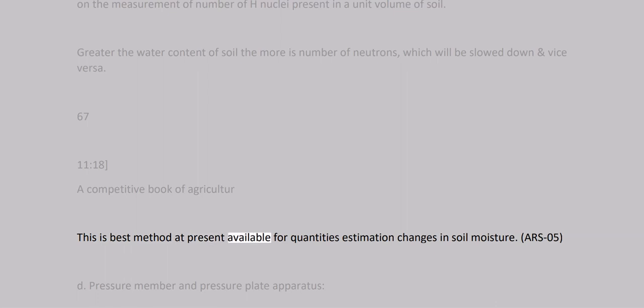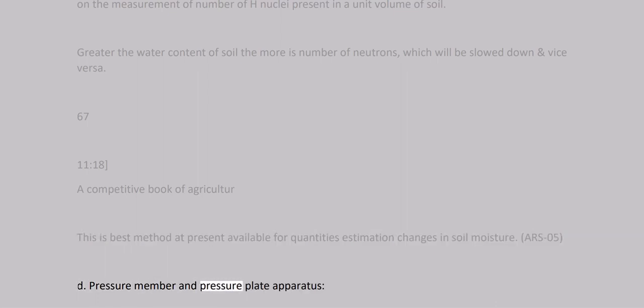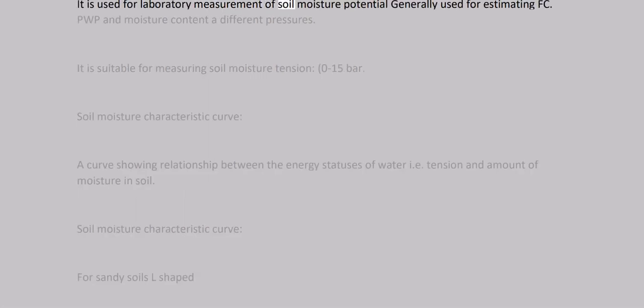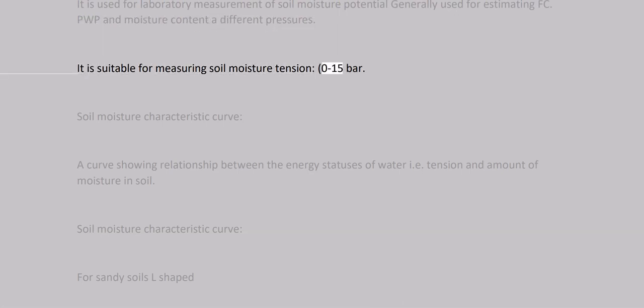This is the best method at present available for quantitative estimation of changes in soil moisture. D. Pressure membrane and pressure plate apparatus. It is used for laboratory measurement of soil moisture potential, generally used for estimating FC, PWP, and moisture content at different pressures. It is suitable for measuring soil moisture tension from 0 to 15 bar.